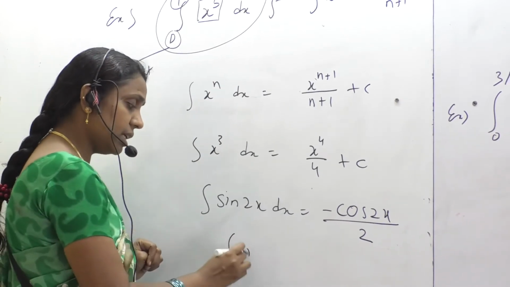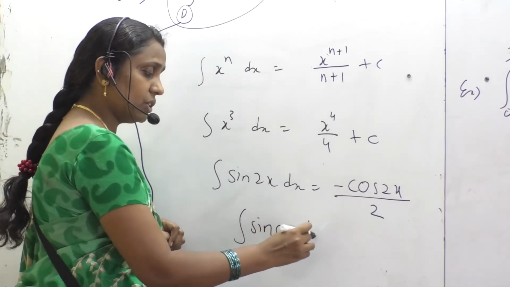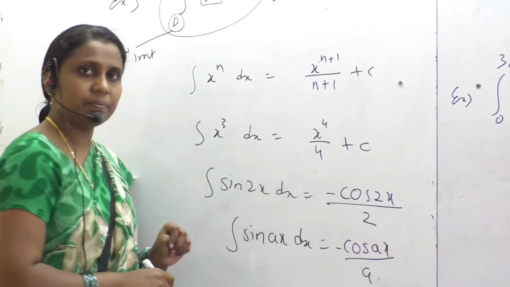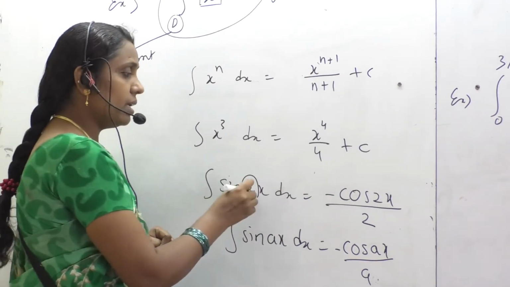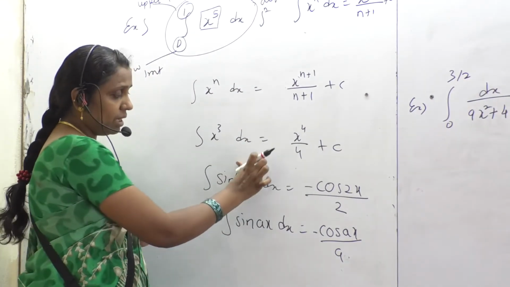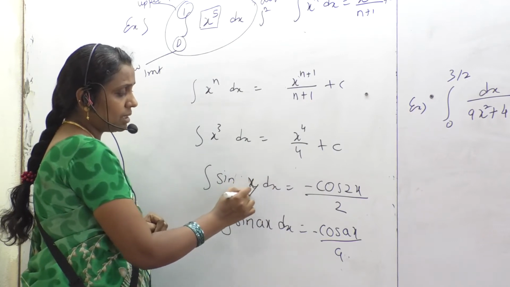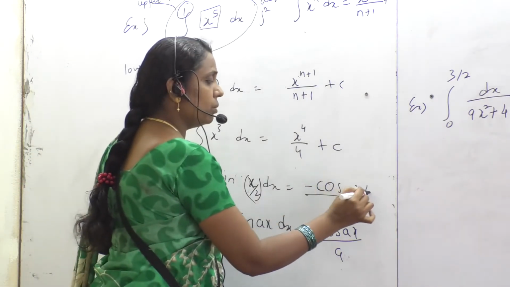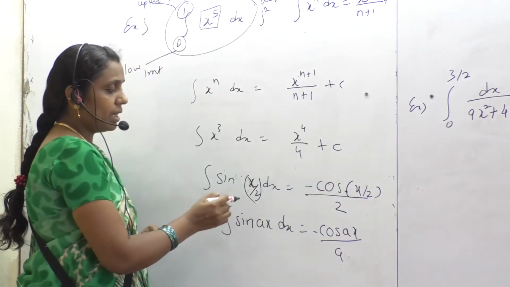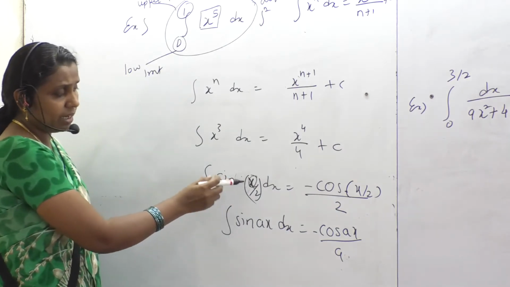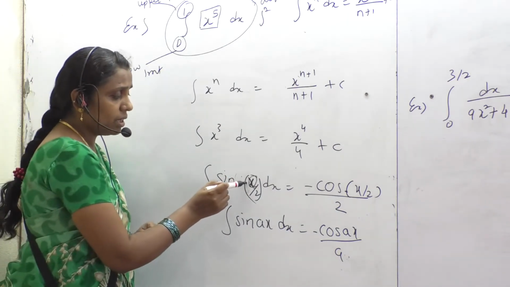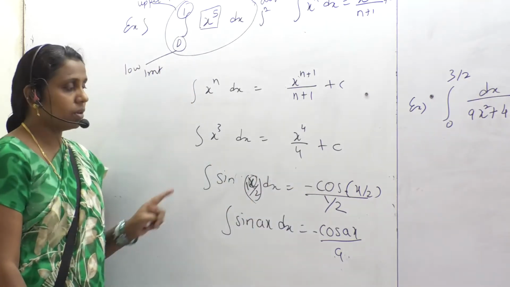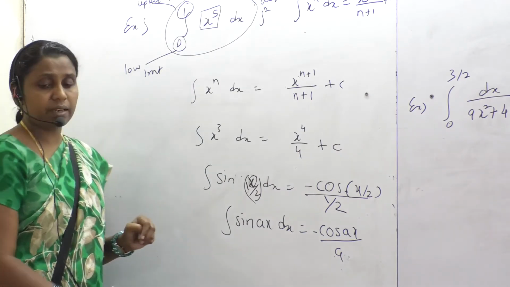What formula are you using here? The integration of sin ax is equal to minus cos ax by a. So what is a? a is 2. Suppose the same thing if I take it as x by 2. The integration of sin x by 2 will be minus cos x by 2 divided by a. What is a? Except x, what are the elements you find? That will be a. So here it is 1 by 2. So what should I write in place of a? 1 by 2. Got it? So this is for sine.